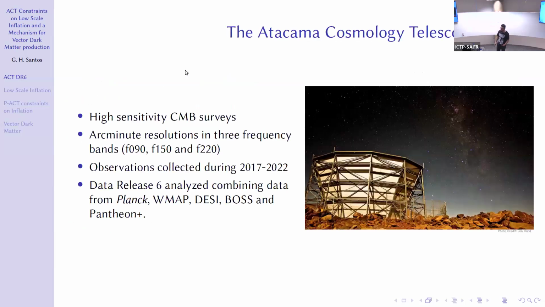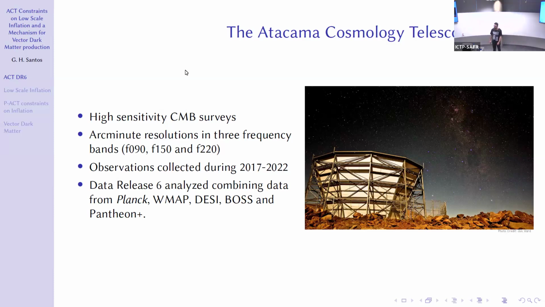So first, let's talk a bit about the Atacama Cosmology Telescope. It is a telescope that is specialized in gathering data about the cosmic microwave background. And it has a very high sensitivity. It has arc-minute resolutions in 3 frequency bands. And it has operated for 5 years. It's now not collecting data anymore, but it's still releasing what they have analyzed about this data. And one of their papers has been released last month. And these results are a little interesting.